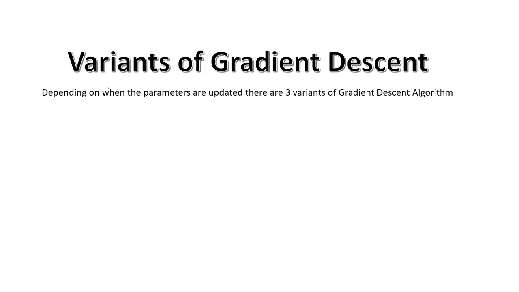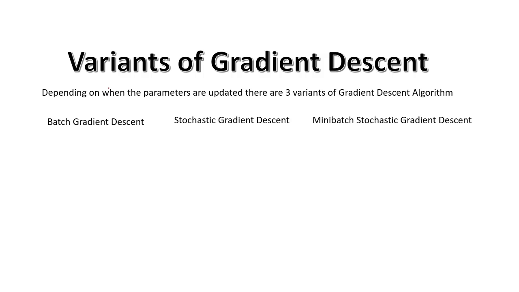So in this lecture, we will be learning about the variants of gradient descent algorithm. Based upon when the parameters are updated in your model, there are three variants of gradient descent algorithm: the batch gradient descent algorithm, stochastic gradient descent algorithm, and mini-batch stochastic gradient descent algorithm.